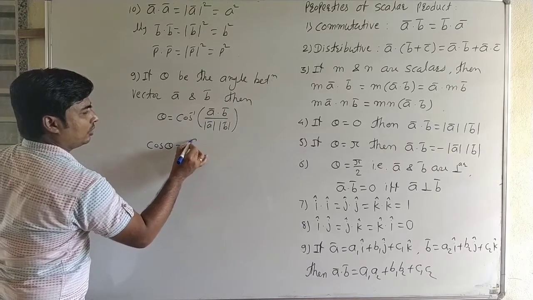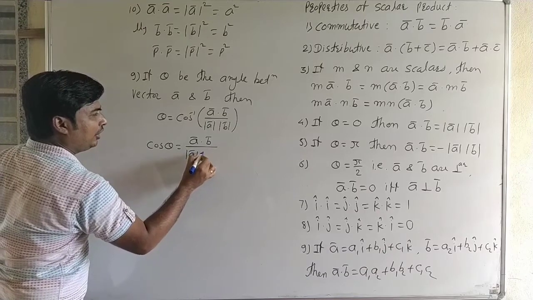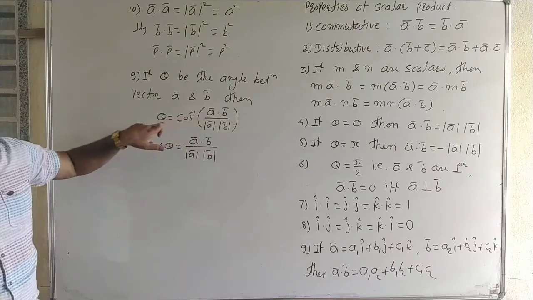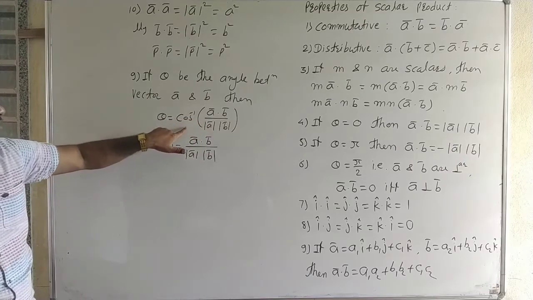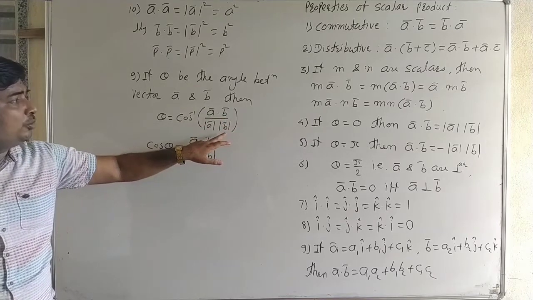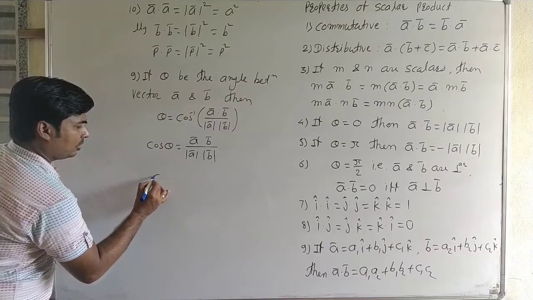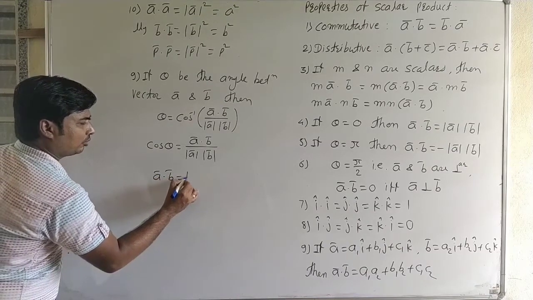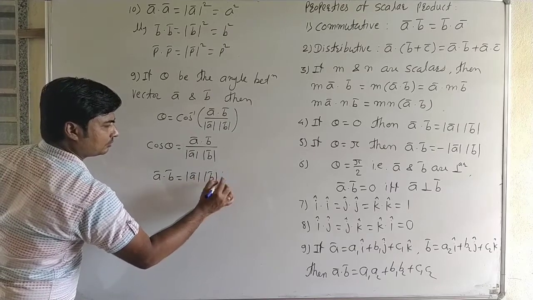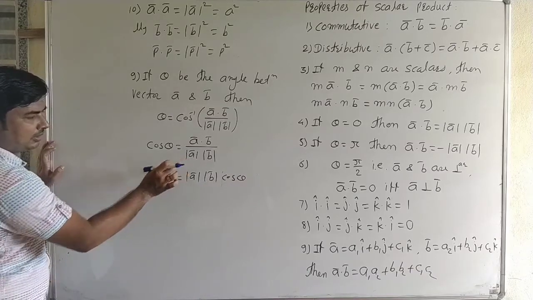Cos theta is equal to a bar dot b bar upon magnitude of a bar into magnitude of b bar. It is the angle between two vectors. Theta is equal to cos inverse of a bar dot b bar upon magnitude of a bar into magnitude of b bar. It is by definition of dot product. Here, by definition of dot product, a bar dot b bar is equal to magnitude of a bar into magnitude of b bar into cos theta. And therefore cos theta is equal to a bar dot b bar upon magnitude of a bar into magnitude of b bar.